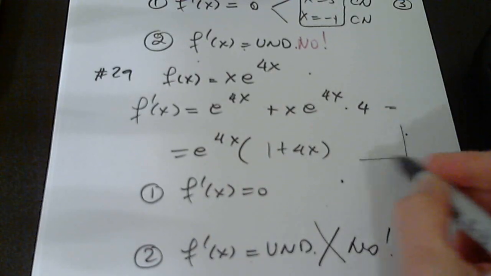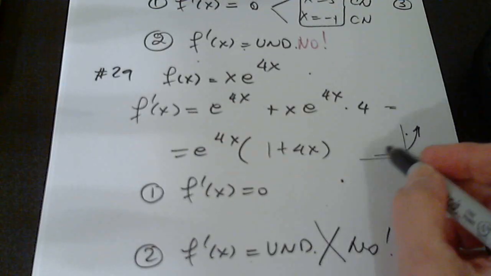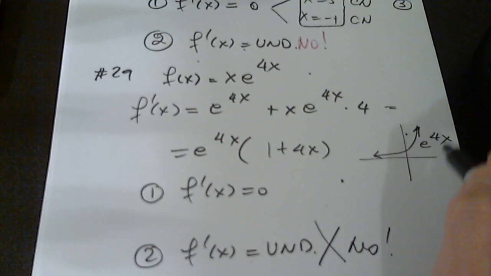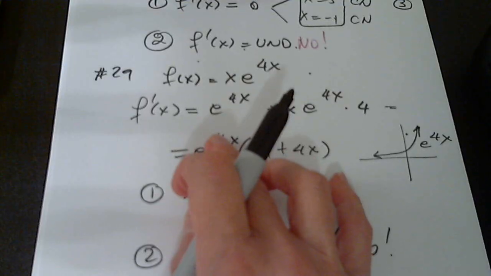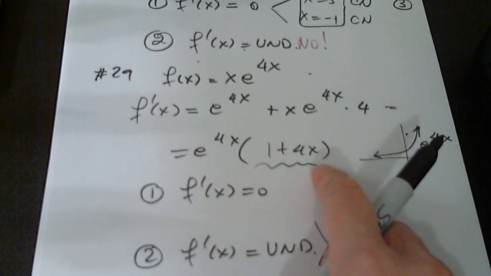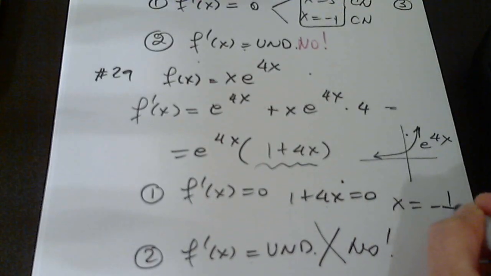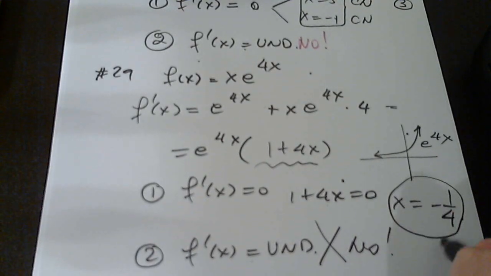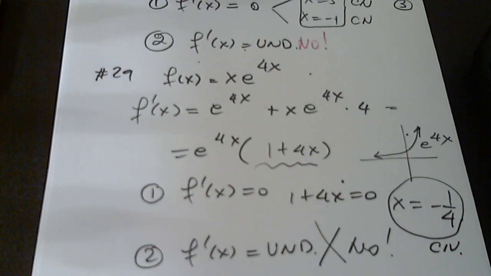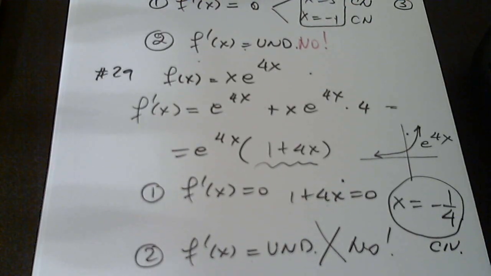The graph of e to 4x never touches the x-axis. So this can never be 0. So the only quantity that could be 0 is 1 plus 4x, which means x equals negative 1/4. And this is the only critical number. There is no other. It may or may not change into a max-min. But if a function does not have critical numbers, it's guaranteed not to have max-min, period.